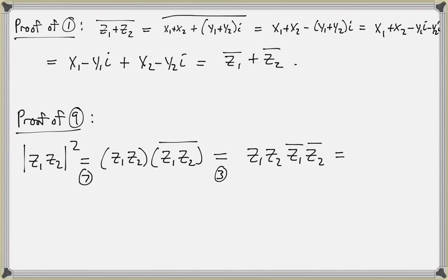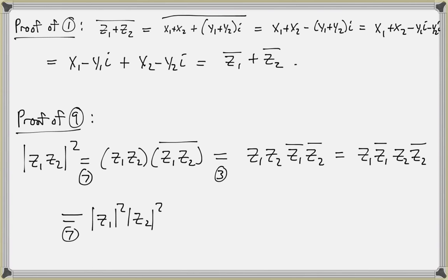And then, since complex numbers are commutative, I can write this as z1 times z1 conjugate times z2 times z2 conjugate. And then using fact 7 again, I can put this back as the modulus of z1 squared times the modulus of z2 squared. Then using the commutative property of real numbers, I can write this as the modulus of z1 times the modulus of z2, the quantity squared. So now take square roots, and we're not taking square roots of negative numbers because we assume that the modulus is never negative.